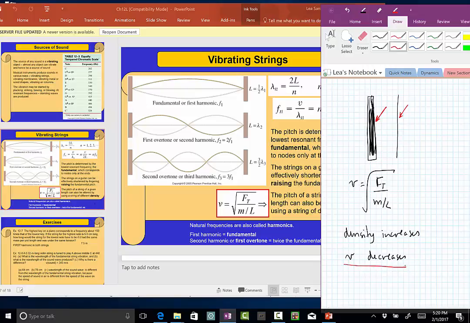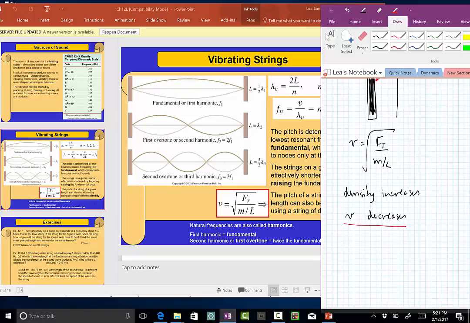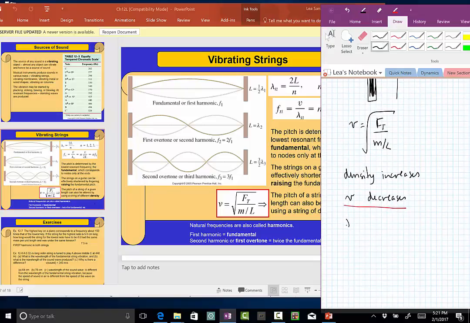And then what happens to the frequency? Let's write the equation for the frequency again. The frequency for a certain harmonic is nv divided by 2L. If I decrease v, you see v showing up here, that means I decrease the frequency.